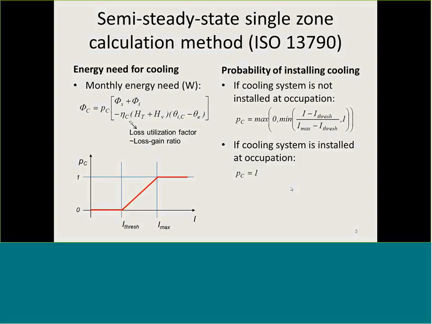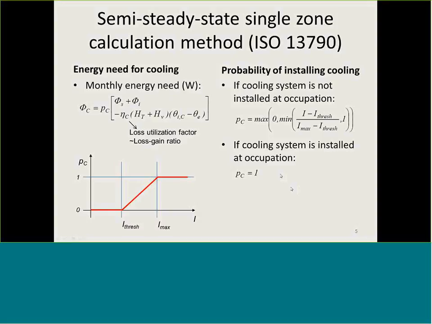Now, what is specific for the Flemish regulation is that this monthly energy need for cooling is multiplied by a probability of installing cooling. This reflects the fact that it's not very common in dwellings to install a cooling system. But of course, when occupants experience overheating problems after occupation, they may still decide to install a cooling system. And to assess this probability of installing cooling, this factor PC is a multiplication factor for the monthly energy need for cooling.